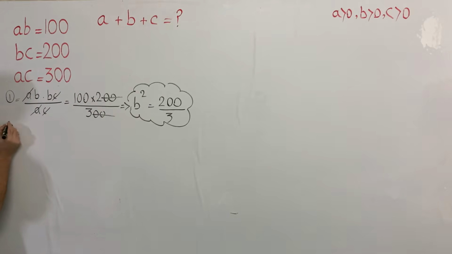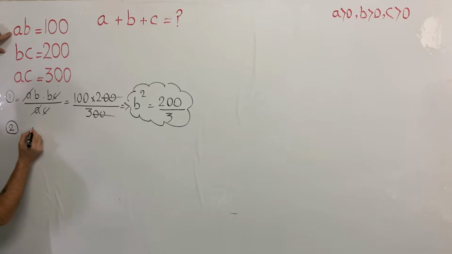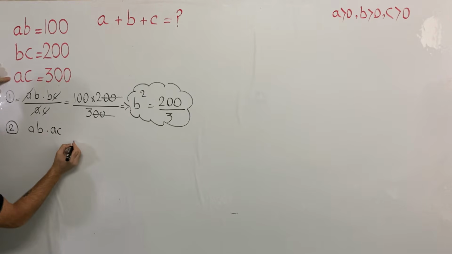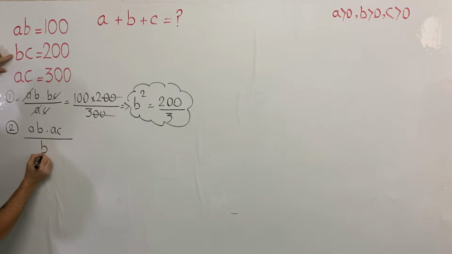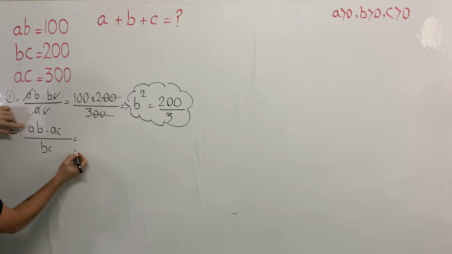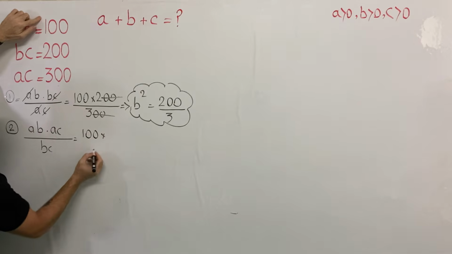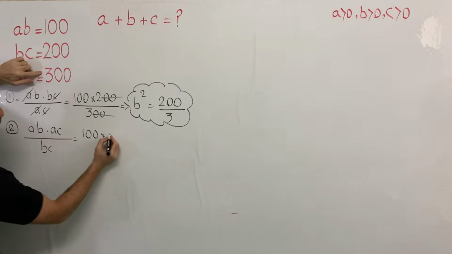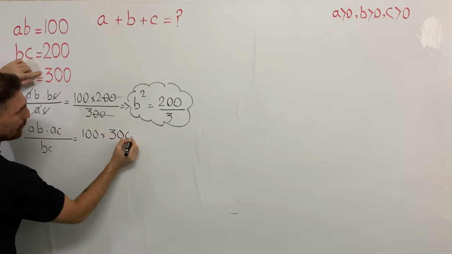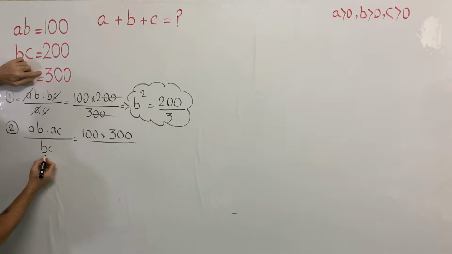That says AB times AC over BC, left side. Right side, the value of AB, 100, times the value of AC, 300, over the value of BC, 200.